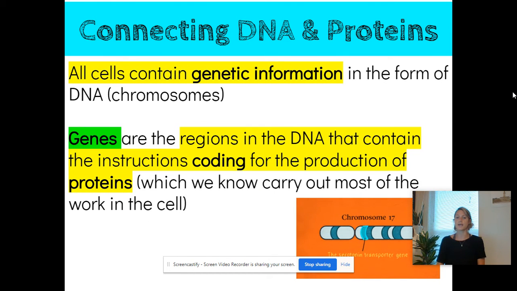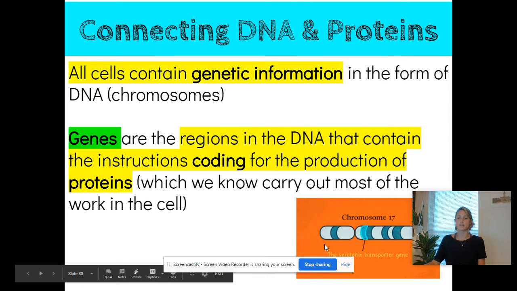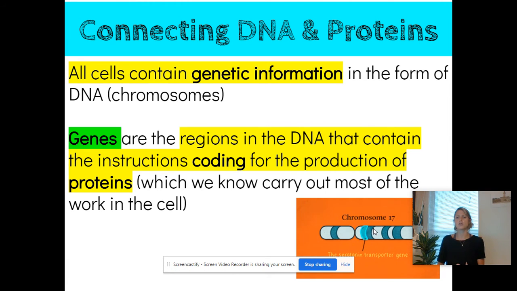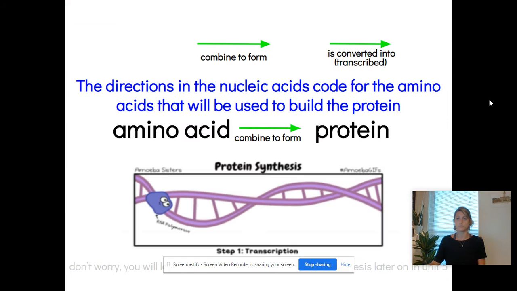And here we're just going to go again. All cells contain genetic information in the form of DNA, as we know, in pairs called chromosomes. Genes are the regions in the DNA that contain these instructions that help to code for the production of proteins. And again, you'll see another picture. This is another different picture of a chromosome. And the small segment, which again is a gene, codes for our proteins. And remember, these chromosomes are found in the cells that make up our body, every cell.